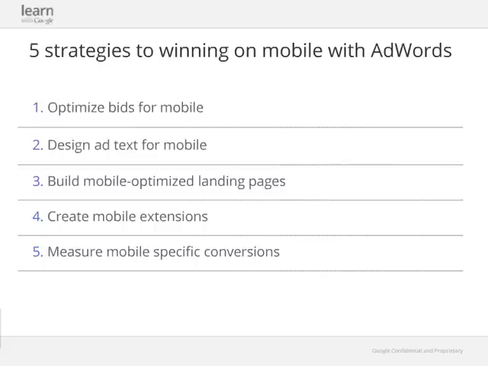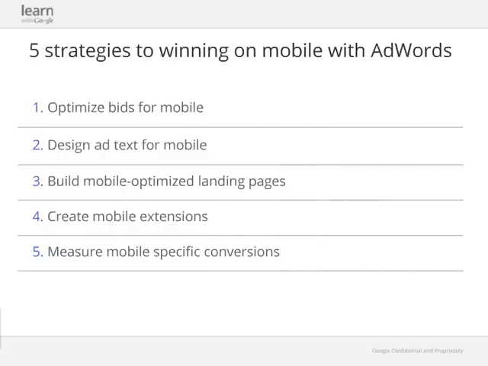And the fourth one is create mobile extensions, right? This is, in English, make sure that you be easy to navigate, right? Add click to call, site links, location extensions, all that kind of stuff, and make it easy for your user to click to where you want them to see in just a page. And the last one is to measure mobile specific conversions, right? So this is be measured. So that you're really understanding the value that you're getting from mobile advertising.